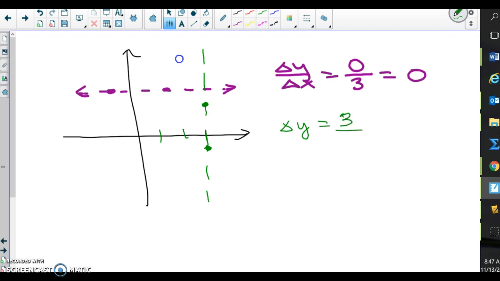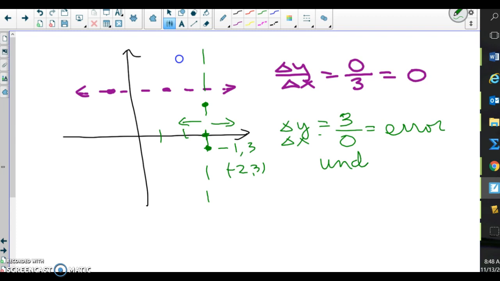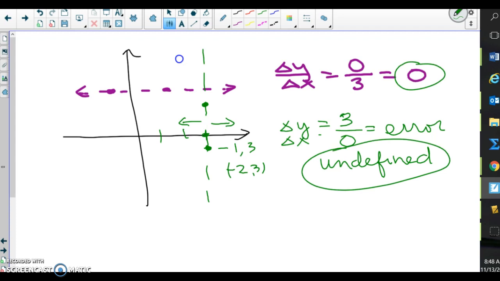But our change in x, we can see the x value does not change. It remains at 3. Everywhere we go, it's (3, -1), it's (3, -2), and we can see that denominator, that change in x, is 0. And we know from experience that when we divide by 0 on our calculator, we get an error. This indicates that this line has a slope which is undefined. We talk about a vertical slope as undefined and a horizontal slope as 0.